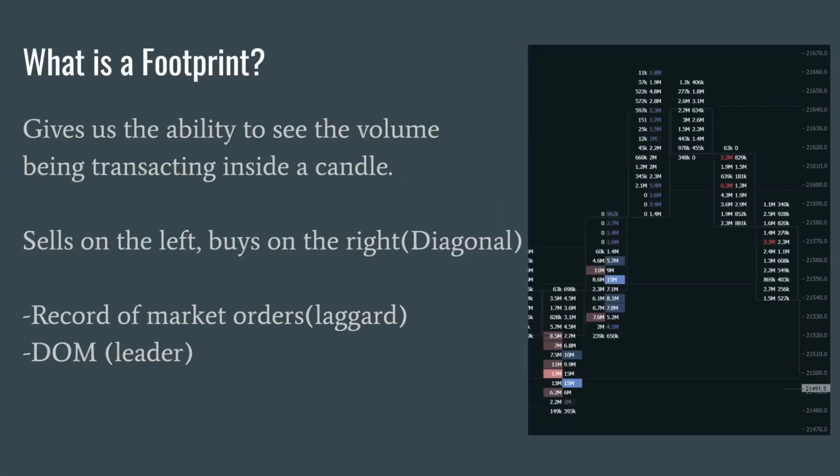What is a print? So a footprint gives us the ability to see the volume that's being transacted inside a given candle. The sells are recorded on the left and the buys are recorded on the right. It's important that we understand that the spread is crossed diagonally here and not horizontally. It's also equally important that we understand that this is a record of all the market orders that go through, meaning that a footprint is a lagging indicator. A DOM, or depth of market, is the leading equivalent.